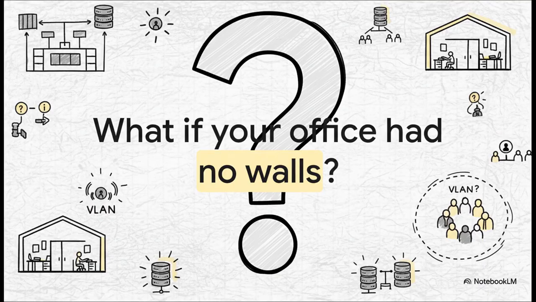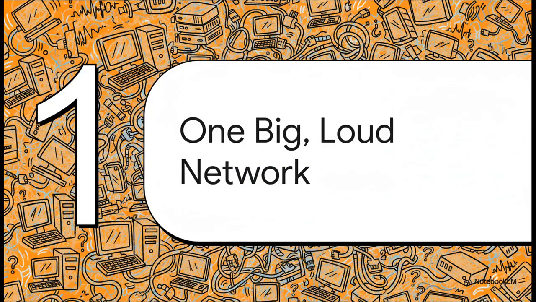So to really get this, let's start with a little analogy. Just picture a gigantic open-plan office, but with absolutely no walls. Every single conversation, every phone call, every tiny whisper is heard by everyone. It would be total chaos, right? Completely inefficient and definitely not secure. Well, believe it or not, a basic computer network, straight out of the box, works in exactly the same way. Just one big, loud, wall-less office.